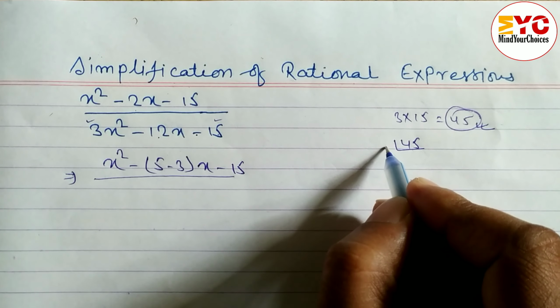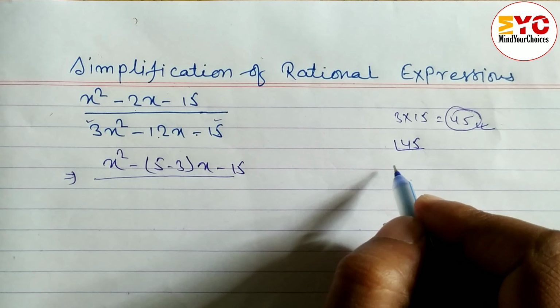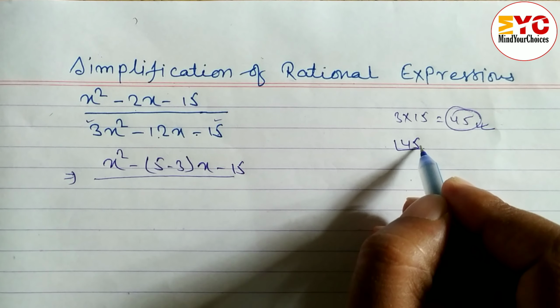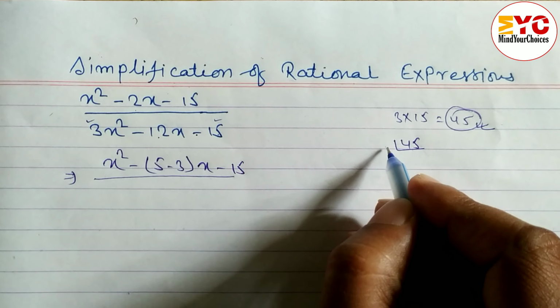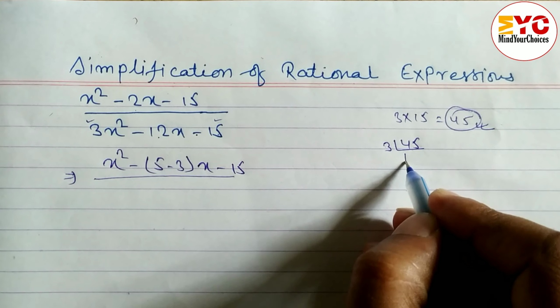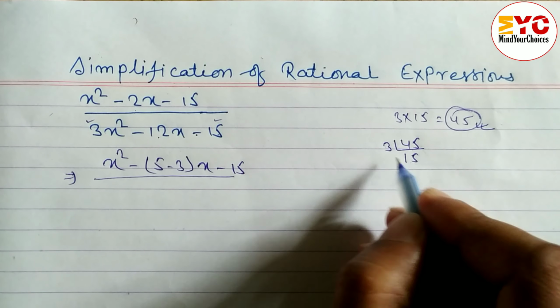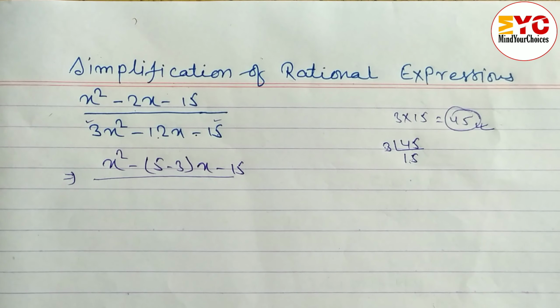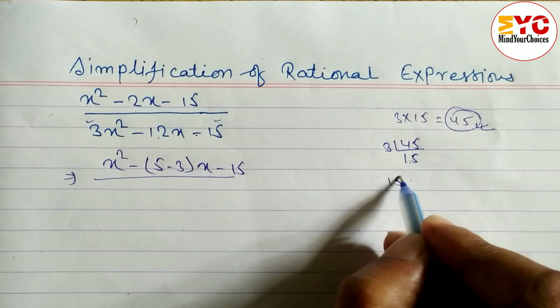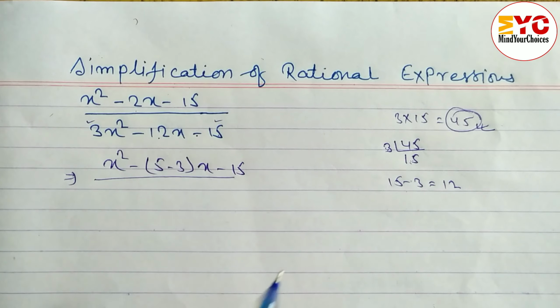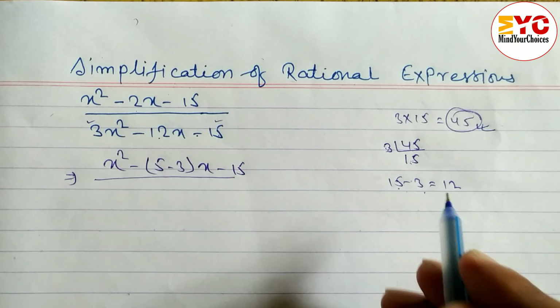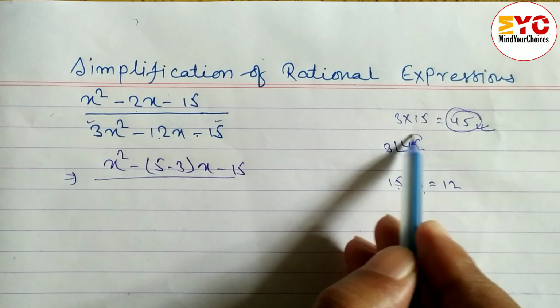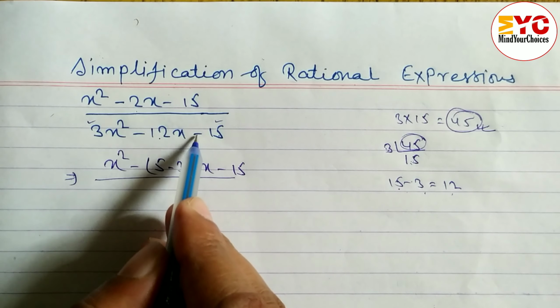First of all, we have to divide by 3, not by 2, which is impossible because the last number is odd, so we divide by 3. 3 1s are 3, 3 5s are 15. Now let's check it. When you subtract, do we get 12 or not? We get 12 here. 15 minus 3 is equal to 12. So what are the factors here? 15 and 3. While multiplying we get 45 and while subtracting 12.